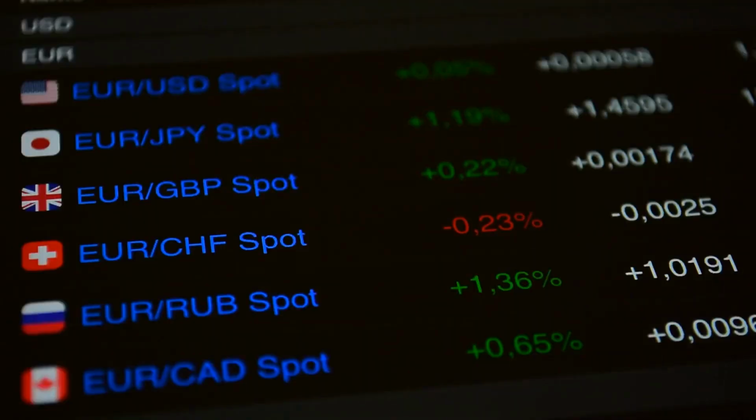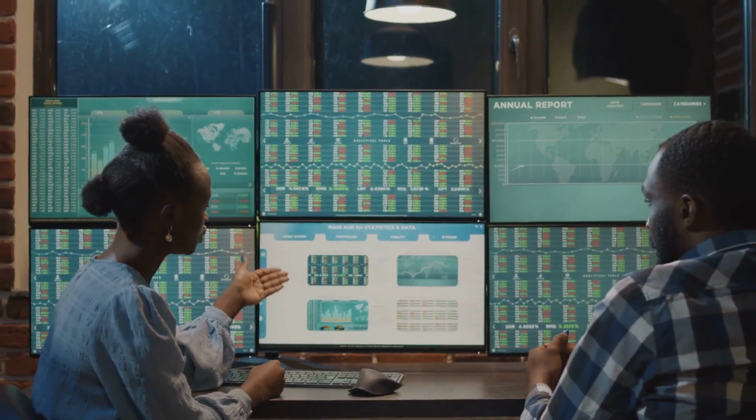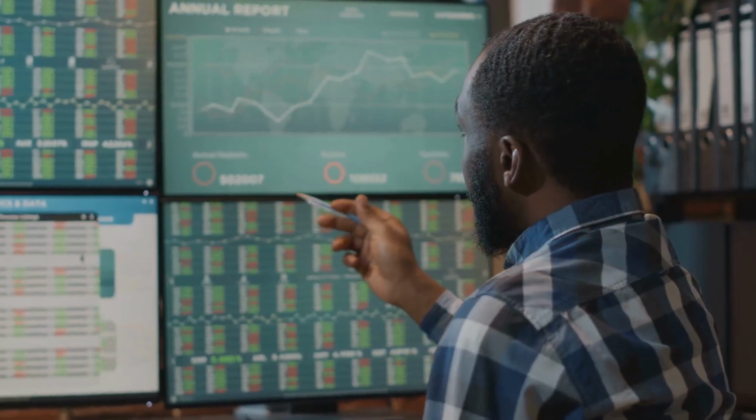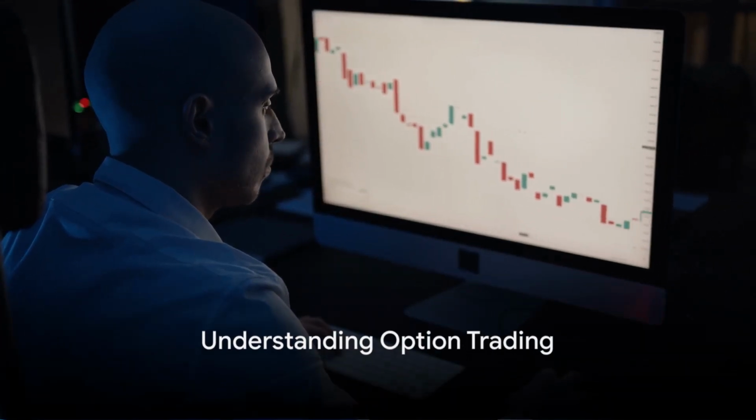However, every rose has its thorn. The cons of Forex trading include a high level of risk due to market volatility. Plus, the need for constant market monitoring can be exhausting, and the use of leverage, while potentially profitable, can lead to significant losses. Now let's shift gears and explore the realm of option trading.